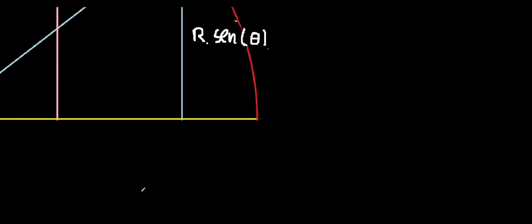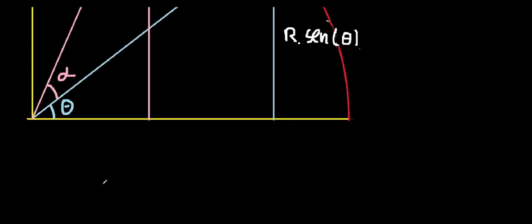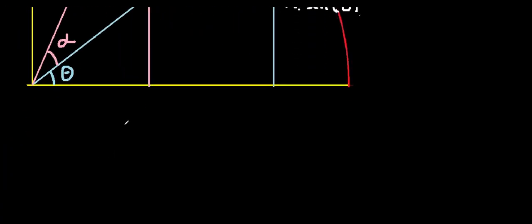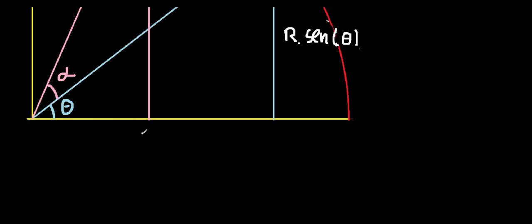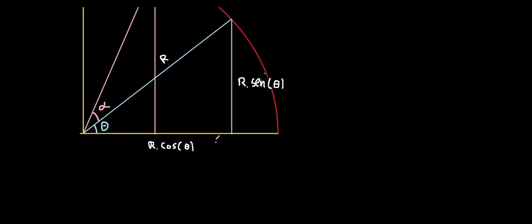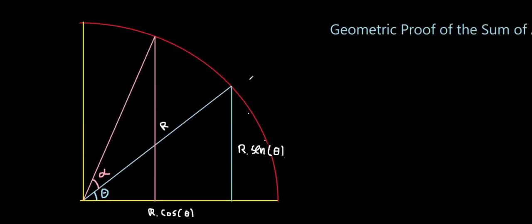And the adjacent leg is R multiplied by cosine of theta. Both exist as properties.